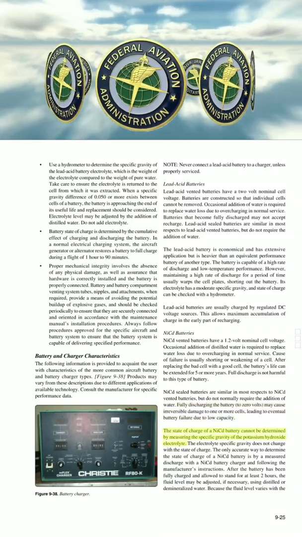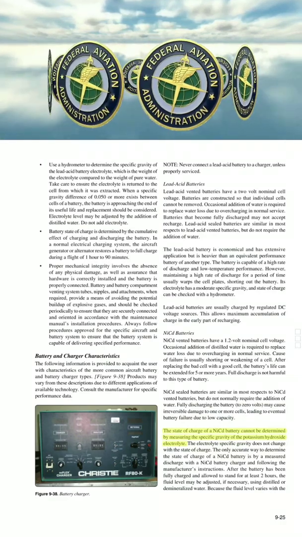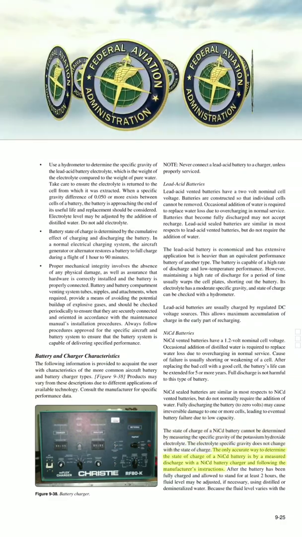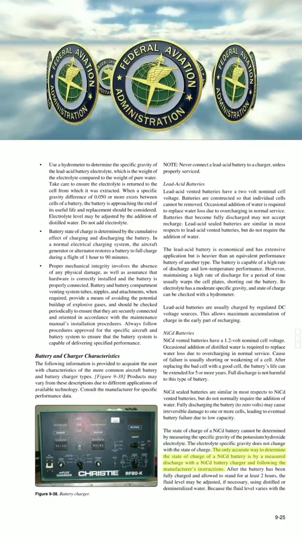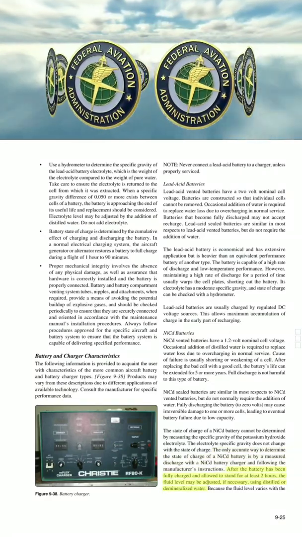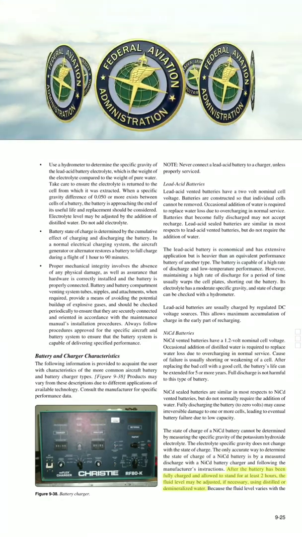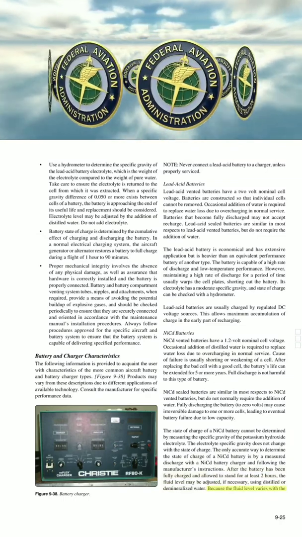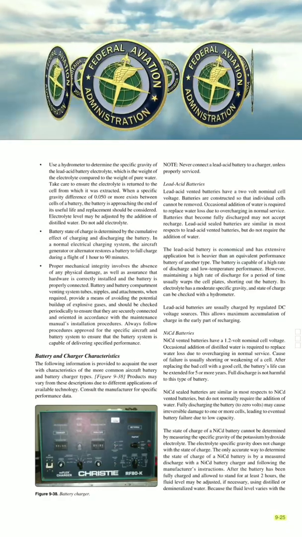The state of charge of a NiCad battery cannot be determined by measuring the specific gravity of the potassium hydroxide electrolyte. The electrolyte specific gravity does not change with the state of charge. The only accurate way to determine the state of charge of a NiCad battery is by a measured discharge with a NiCad battery charger and following the manufacturer's instructions. After the battery has been fully charged and allowed to stand for at least 2 hours, the fluid level may be adjusted, if necessary, using distilled or demineralized water. Because the fluid level varies with the state of charge. Figure 9-38. Battery charger. 9-25.